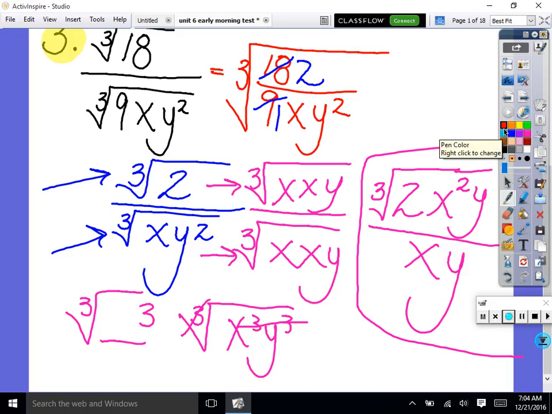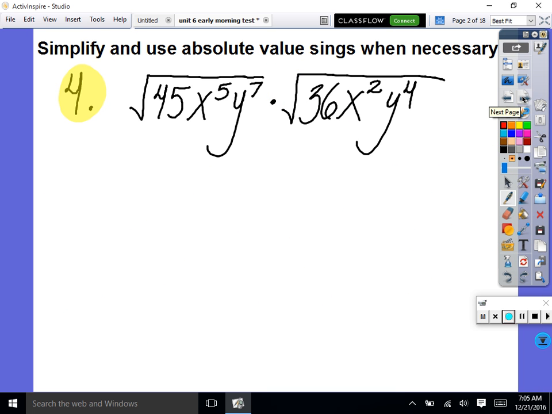Oh, we better check. This is in the section of simplify and use absolute values when necessary. So cube root, is it an even root? No, so we don't need absolute values. If it was a square root though, let's say that this was a square root, wouldn't these both need absolute values? Okay, good.